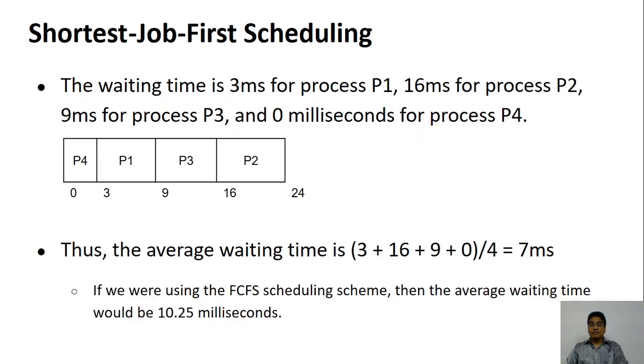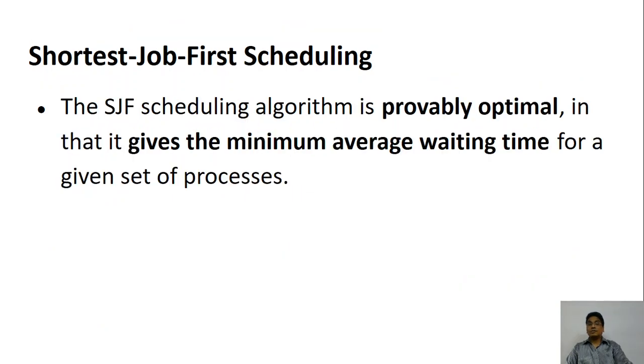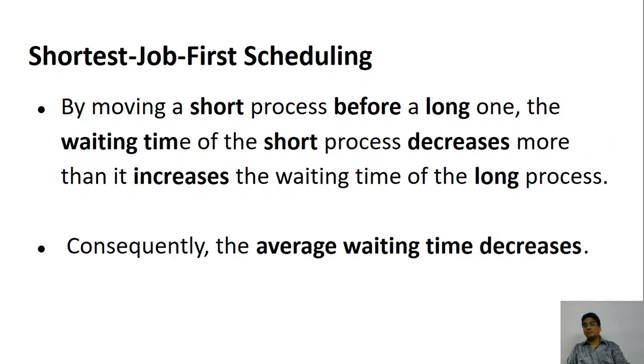If you do a first come first serve algorithm, you will notice that it is 10.25. So in any algorithm that you take, shortest job first will be the one that gives you the optimal value. That is, it is going to give you the minimum average waiting time. That's why this particular algorithm is preferred.